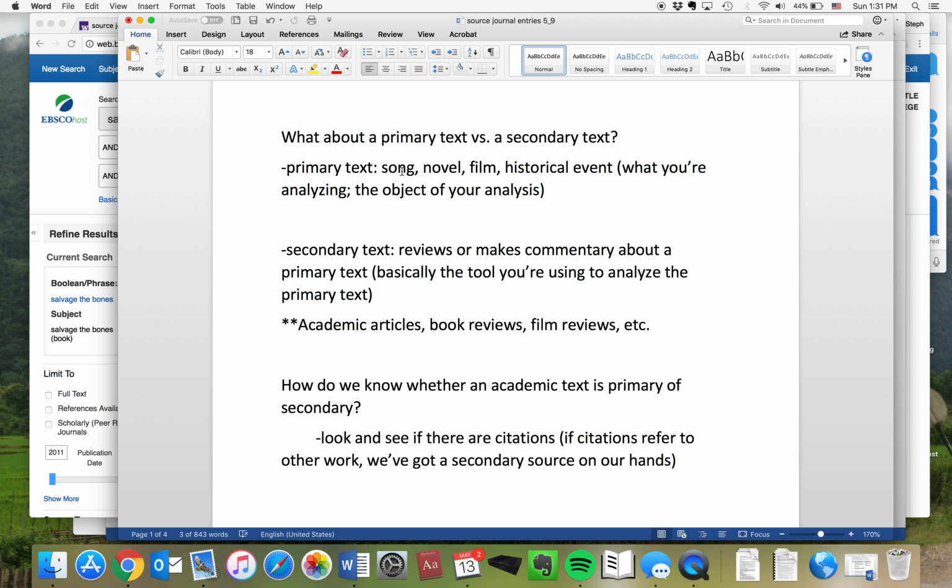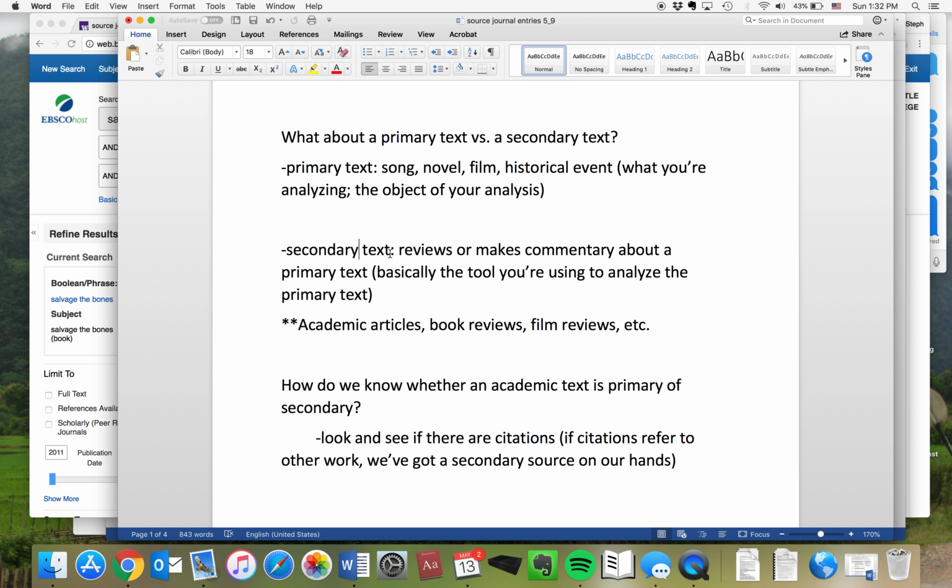Often, like for your first paper, it was analyzing a song, right? And so you used Kendrick Lamar's "Alright" as the primary text for your first paper. Like the discussion board that we did on I Am Not Your Negro, the Raoul Peck film, that's a primary text, right? If we'd read an article that was criticizing the film, like that Atlantic article that was sort of the review of the film, the critique, that would be a secondary text, okay?